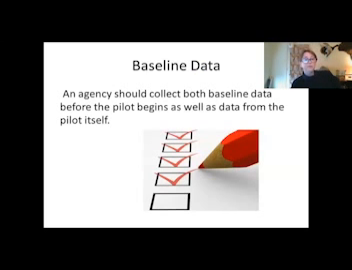Baseline data. An agency should collect both baseline data before the pilot begins as well as data from the actual pilot. That really helps you compare the pilot to the traditional EEO process. It shows us what's been going on in the traditional EEO process and how the pilot has helped change that. So that baseline data assists us in making comparisons between the pilot and the traditional EEO process.